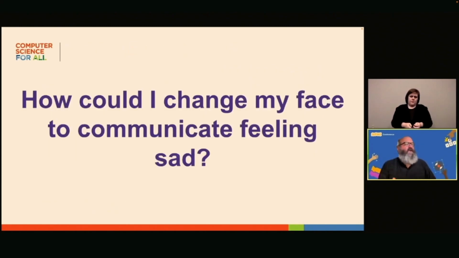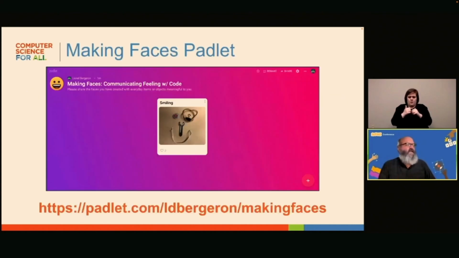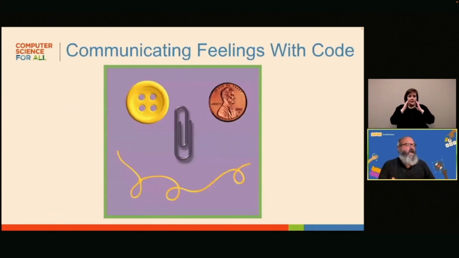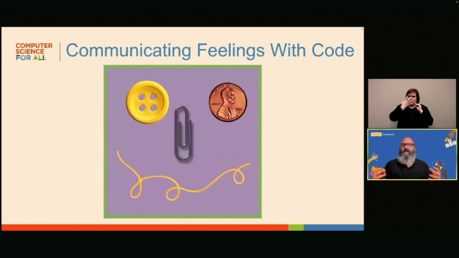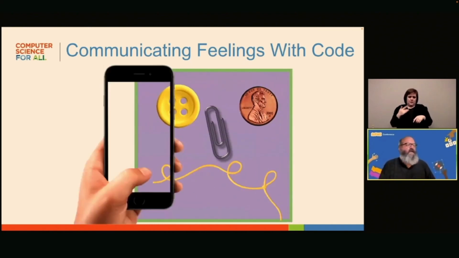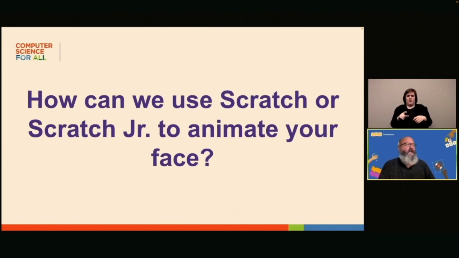And so how could I use my face to communicate a sad feeling? So if I think about my face right here, it's smiling. So one way to do it is just animate it by moving the smile upside down, to make it look sad. So this is what we're talking about when we can manipulate or move our items around to communicate different feelings. And then maybe take a picture of that second one.